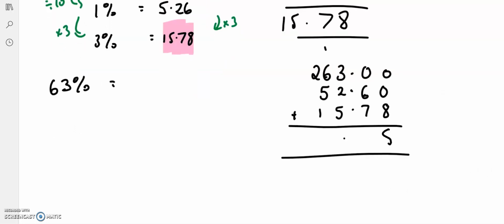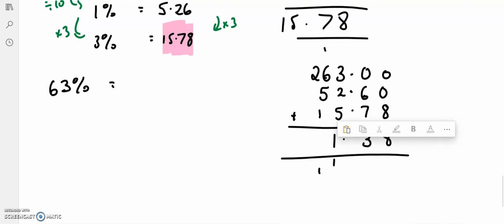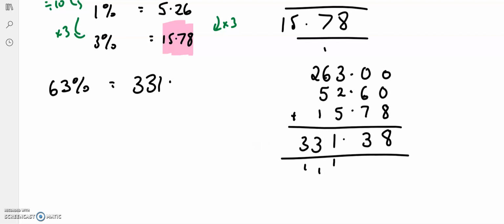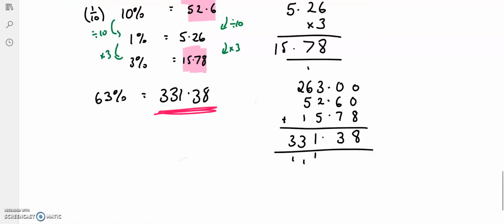So we're going to have 8, that's 13, so I'll carry my 1. That's 10 plus 1 is 11. 6 and 5 is 11, plus 1 is 12, plus 1 is 13. Okay, so I'm figuring out that 63% is 331.38.